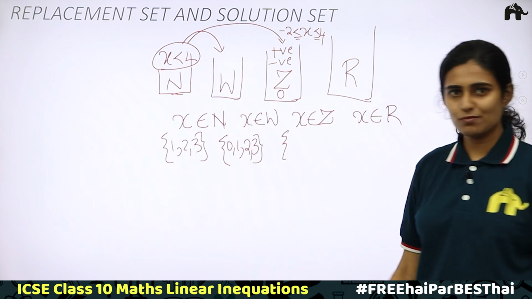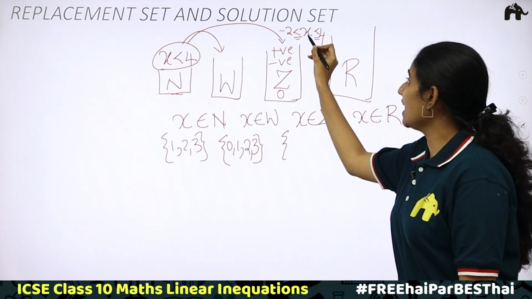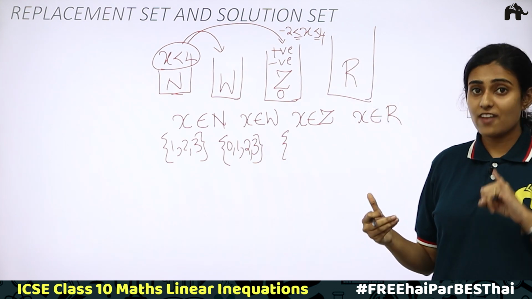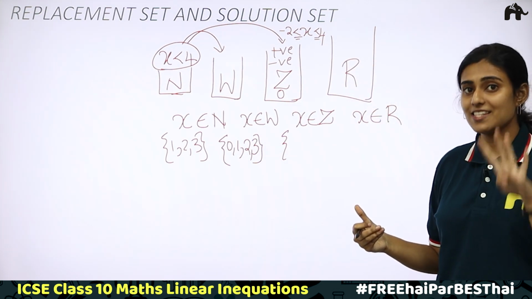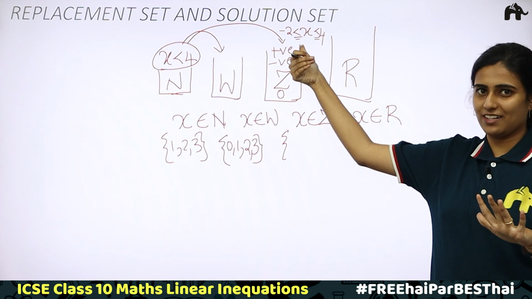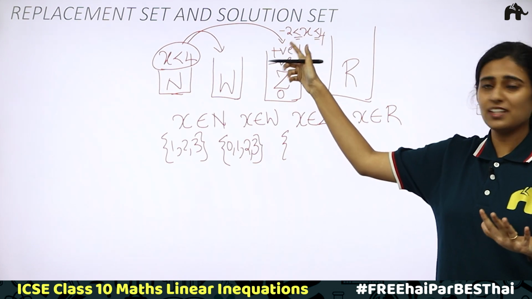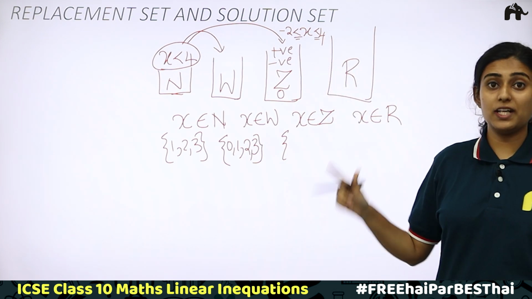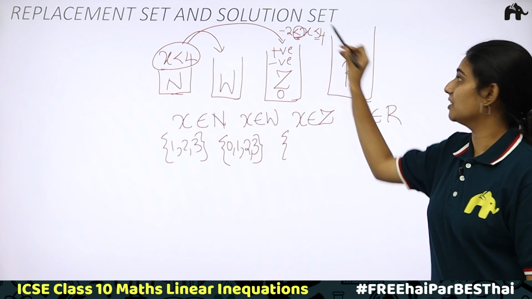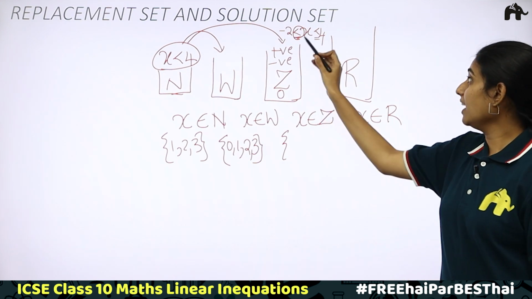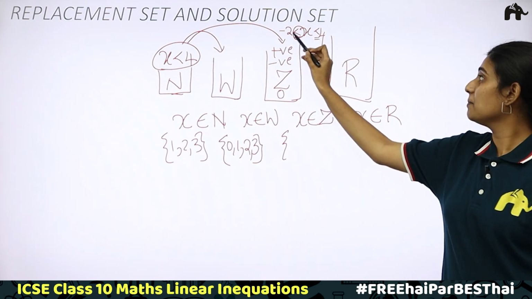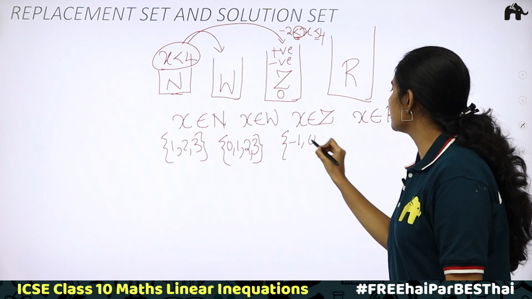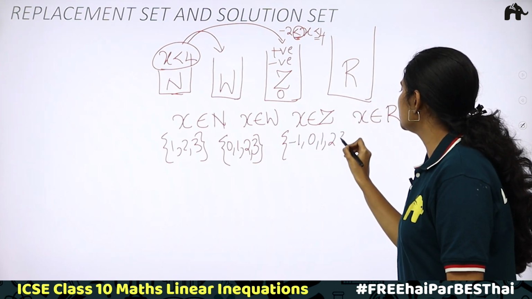We will be getting a number that is less than 4. You will have 1, 2, 3, 0 and minus 1. Can we include minus 2? If it was less than or equal to, you could have included minus 2. But here it is less than. X should be greater than minus 2. Which means our set includes minus 1, 0, 1, 2, 3.